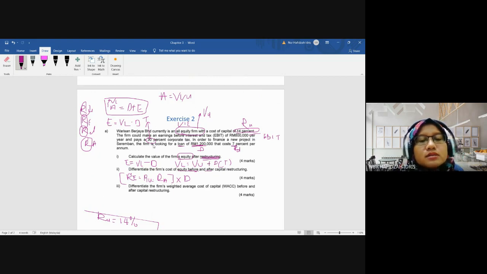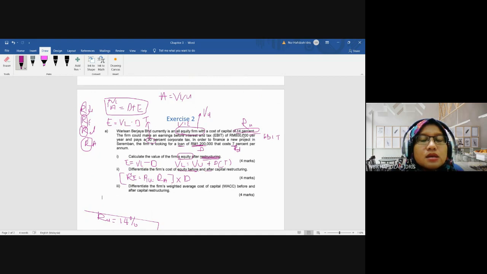Dia assume tax dia buat 40%, ada yang buat 10% tax. Sebenarnya kalau untuk soalan ni tak ada tax, you tak payah nak buat your own assumption. Memang dia ada tax, ada tak ada tax. Okay. So yang ni, kalau RE refer to the cost of equity.